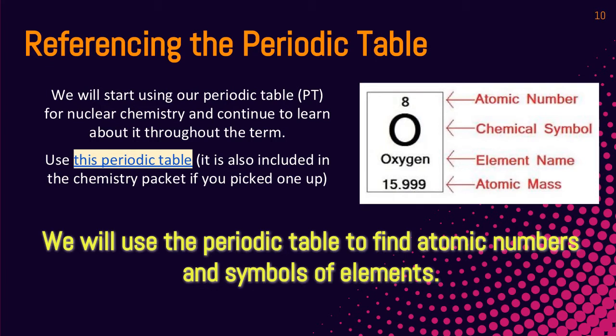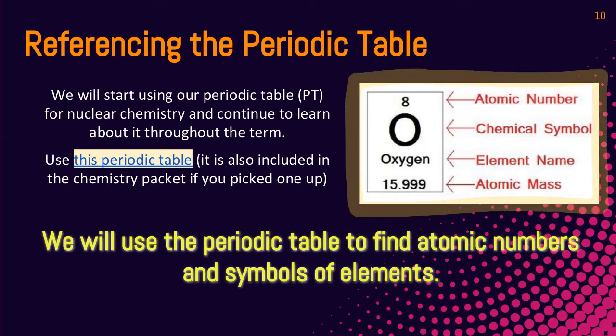So at this point, you want your periodic table available for you to be able to reference. And it's linked in here. It's also already in the chemistry packet, so either print it or use the one from the packet you picked up. And what we're using the periodic table for in this lecture is to find the atomic numbers and symbols for elements. So you can see this here, which I recommend you copy into your notebook. This little key will help us find some information.